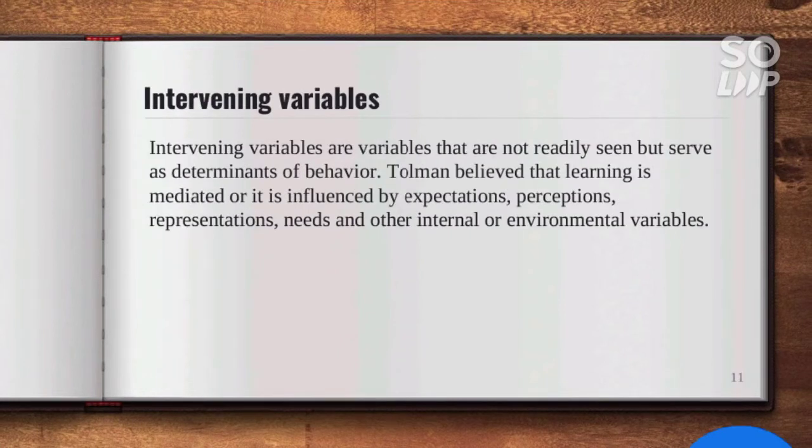So the last concept is intervening variables. Intervening variables are variables that are not readily seen but serve as determinants of behavior. Tolman believed that learning is mediated or is influenced by expectations, perceptions, representations, needs, and other internal or environmental variables. For example, in his experiments with rats, he found out that hunger was an intervening variable. So we can say that.